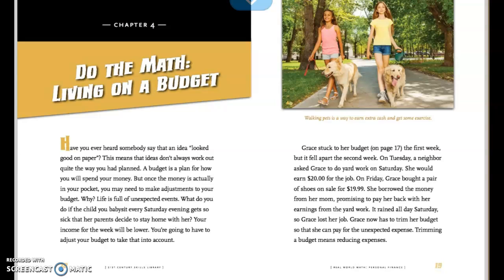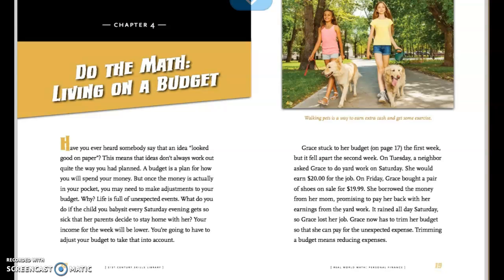Chapter 4. Do the math. Living on a budget. Have you ever heard someone say that an idea looked good on paper? This means that ideas don't always work out quite the way you planned. A budget is a plan for how you will spend your money. But once the money is actually in your pocket, you may need to make adjustments to your budget.